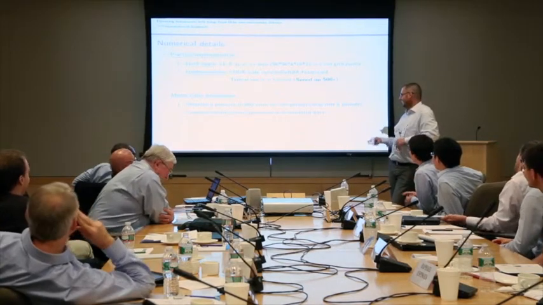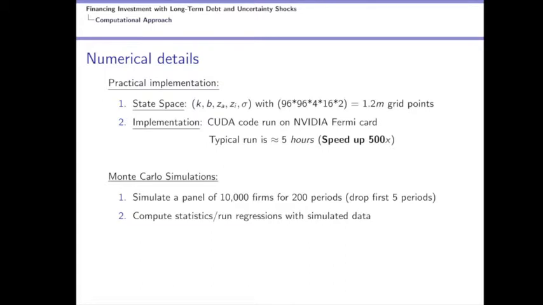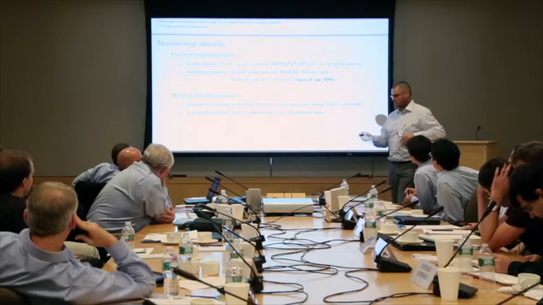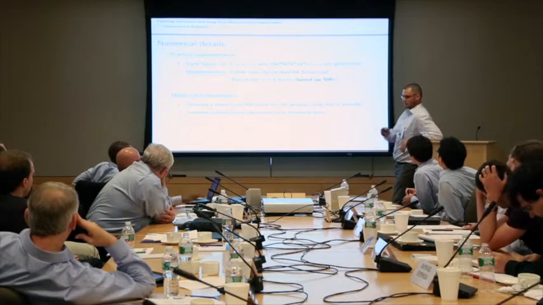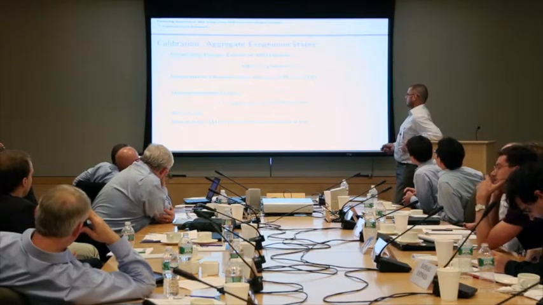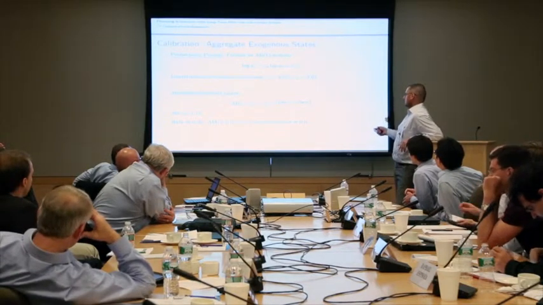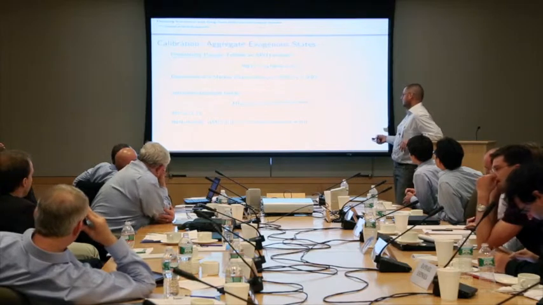So what do we do next? We simulate a panel of lots of firms over 200 periods. We drop the first periods for steady state to get rid of initial condition, and then we compute statistics and run regression with similar data compared to the data. That's the idea. Okay. So, all right. So this is an AR1. The stochastic discount factor is parameterized as is done in literature.